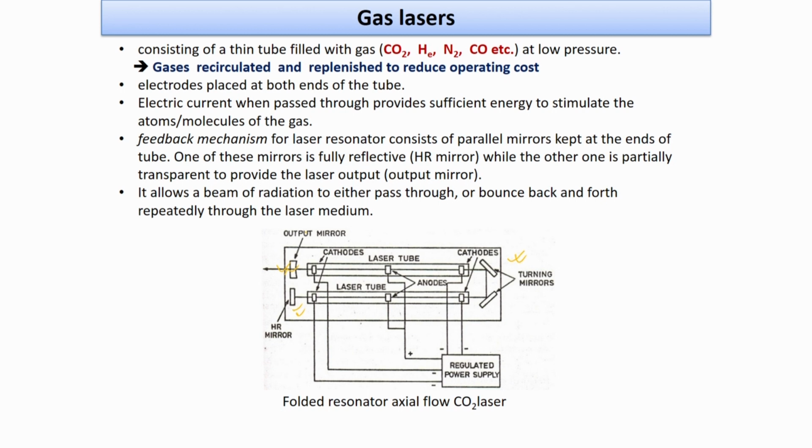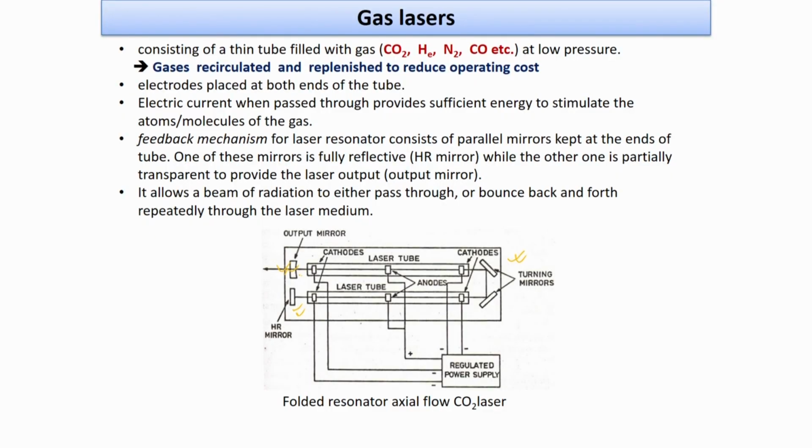It allows the beam of radiation to either pass through or bounce back and forth repeatedly through the laser medium. So it is partially transparent, and a few beams are bounced back into the laser medium, and the high energy beam comes outside of this partially transparent mirror as laser light.